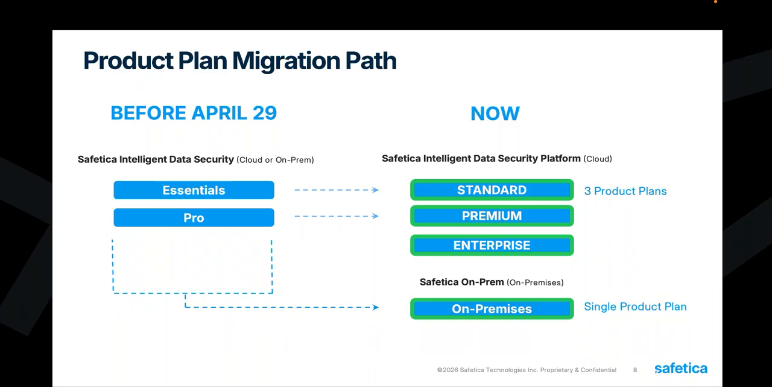We've removed the Essentials plan altogether and renamed our Pro plan. So the customers who were initially using Essentials were upgraded to our new Standard plan, and users on the Pro plan were migrated to Premium, and then top tier customers to the Enterprise plan. And as you can see at the bottom right, Safetica On-Prem is now based on a single plan. In this case, users that were originally on the Essentials plan will now enjoy some upgraded services.